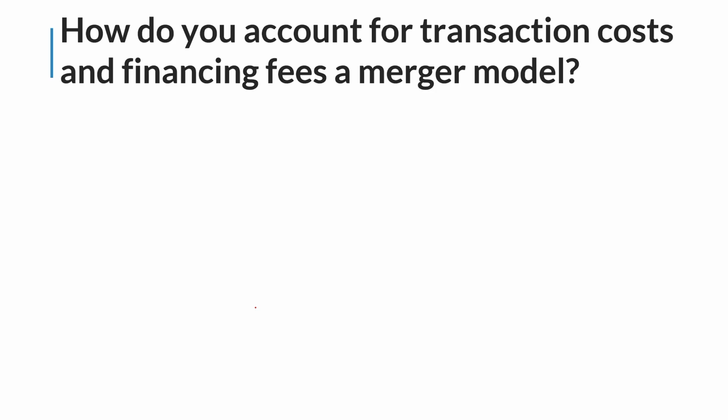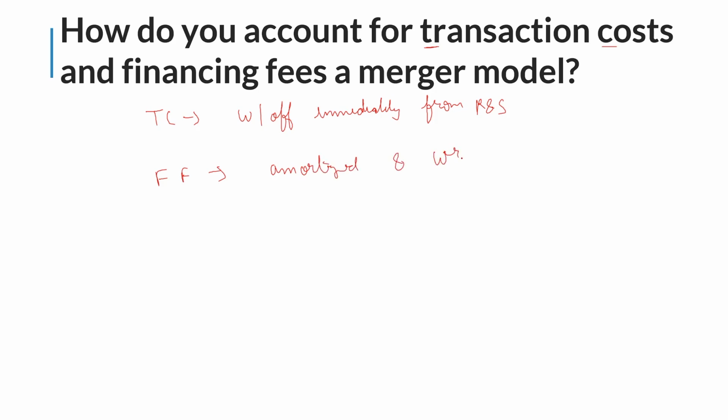Okay, now let us move ahead and talk about how you account for transaction cost, financing fees and other expenses in a merger model. Transaction costs, like your legal fees and advisory fees, are written off immediately from reserves and surplus, that is your retained earnings, and your financing fees are amortized and written off over the life of the debt. Okay, so this will appear on the balance sheet asset side as capitalized financing fees, and this will just be written off from your reserves and surplus.